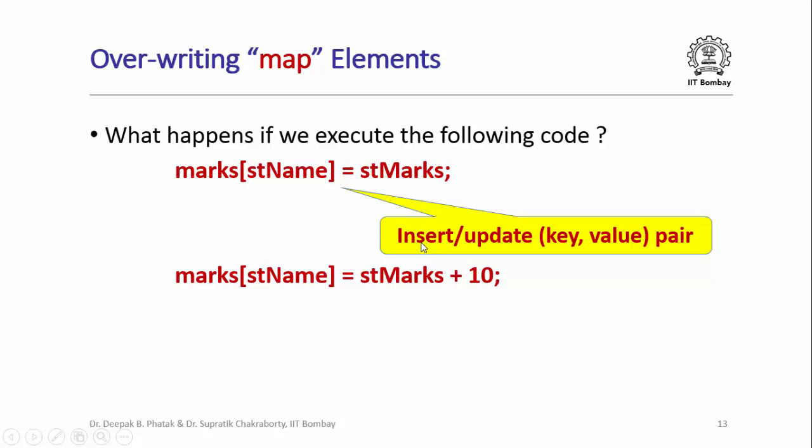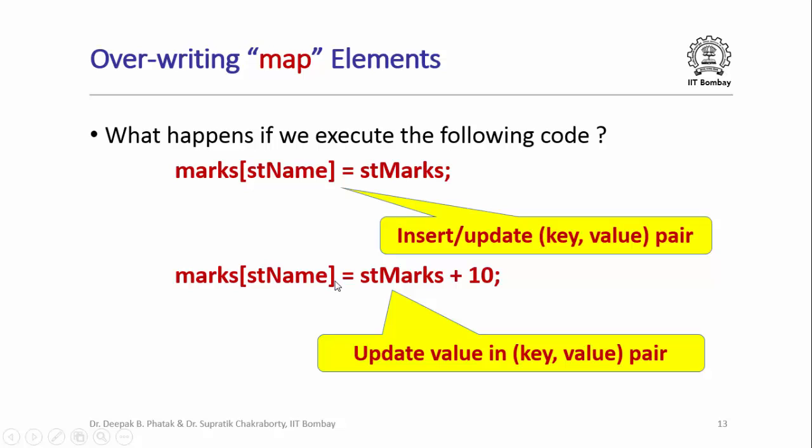So this statement is either going to create a new key value pair or it's going to update an existing key value pair. However, when you execute the second statement after that previous statement, this is certainly not going to create a new key value pair, because you have already created a key value pair with key being stName over here, if it did not exist. And so over here, you're simply going to update the value in the key value pair where key matches stName, and the value would be updated to stMarks plus 10.